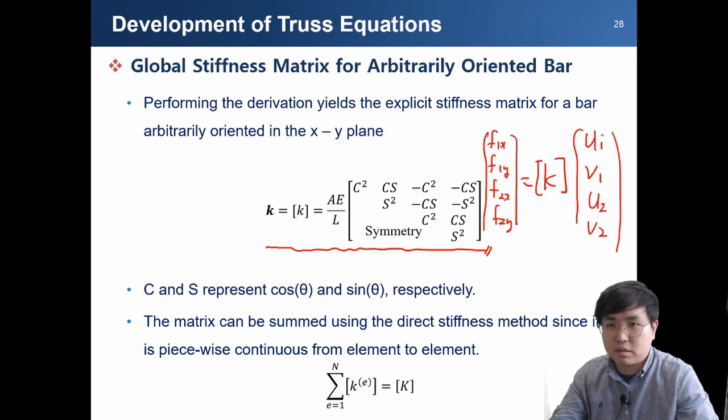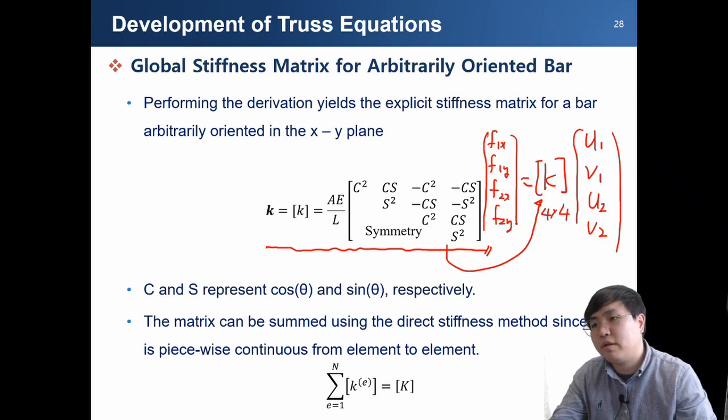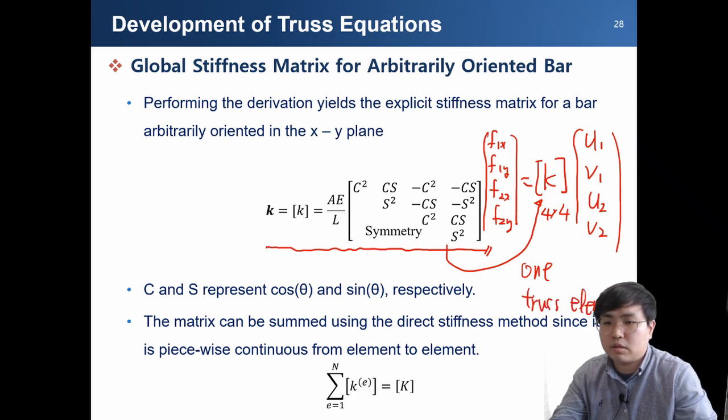U means the displacement in the x-axis in the global coordinate system. V means the displacement in the y-axis in the global coordinate system. So here, this is the local stiffness matrix, 4x4, for only one single truss element.